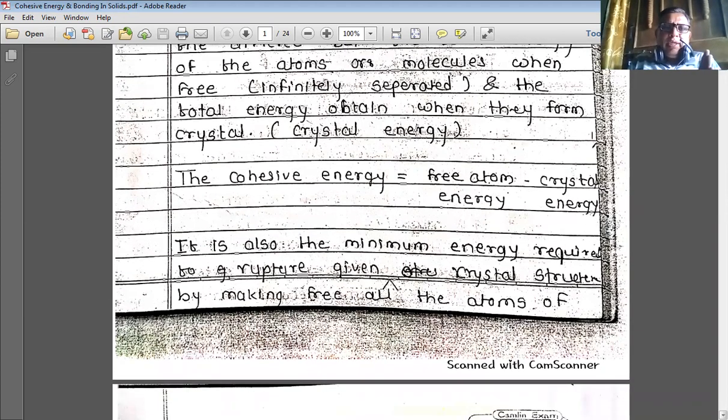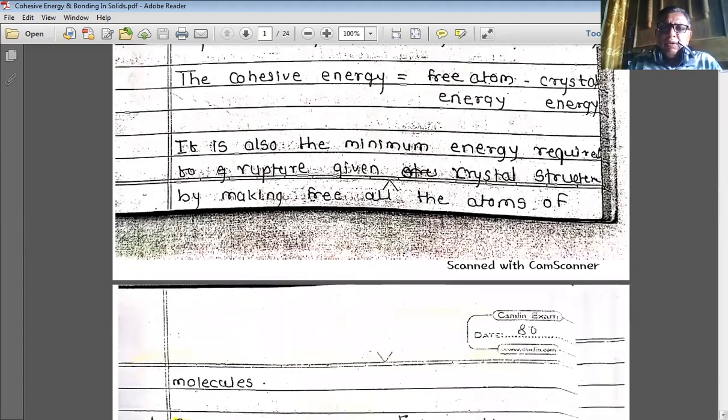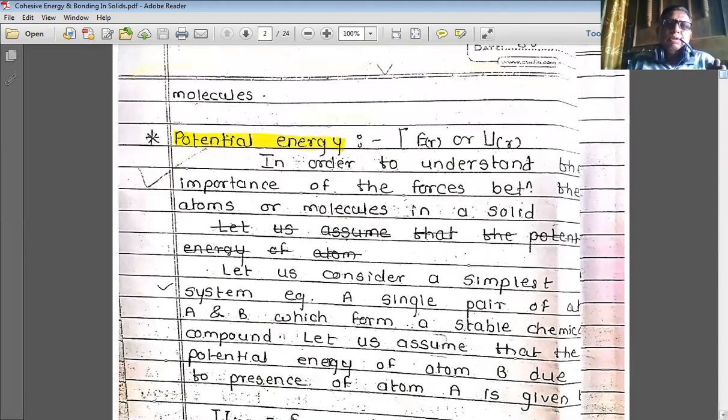It is also the minimum energy required to rupture the given crystal structure by making all the atoms of the molecule free.